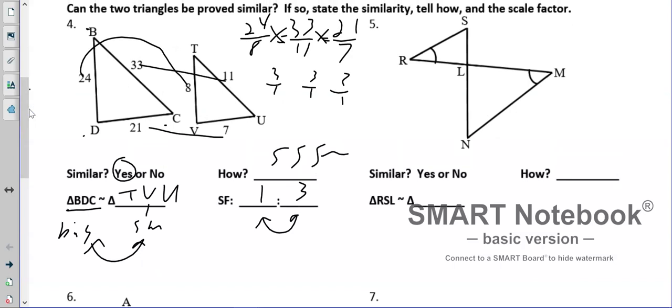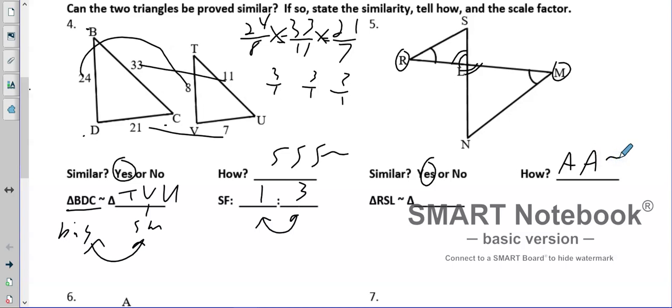Now the key thing to remember here is, on the second one, notice we have R and M marked similar. But we can also mark these two. Why? Vertical angles. We want to always mark vertical angles. So we don't have any numbers. It doesn't matter. We have what we need. It is yes by AA similarity.